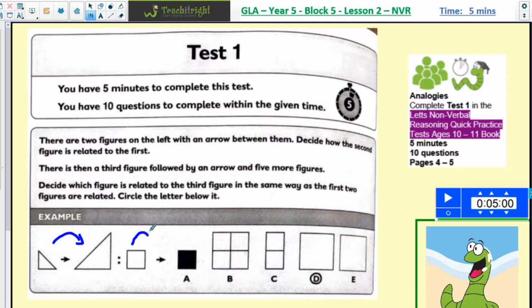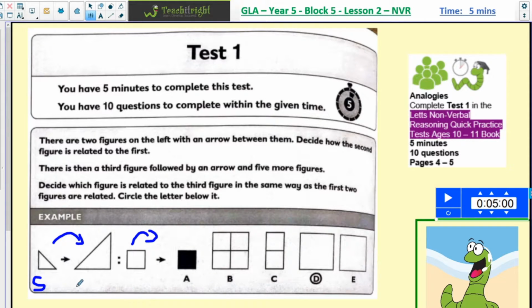So whatever the change is from here to here will be the same change as this shape to one of my answers. The way I want you to go about this, children, first off, look through, see if we can work out what's changed. I think there's an obvious one jumping out to me, and that is the fact that the size has gotten bigger.